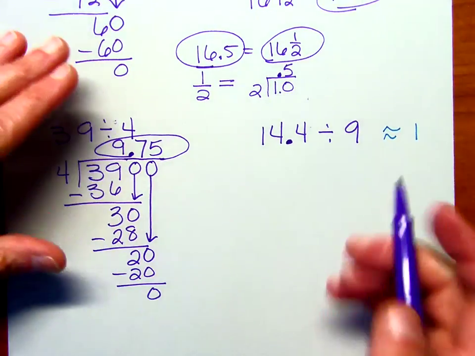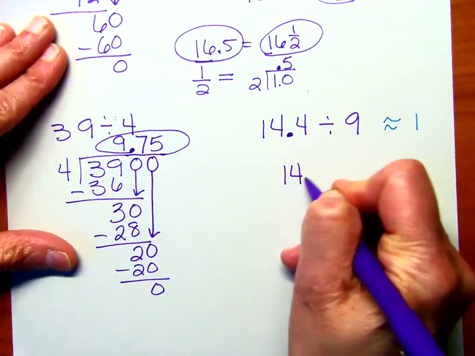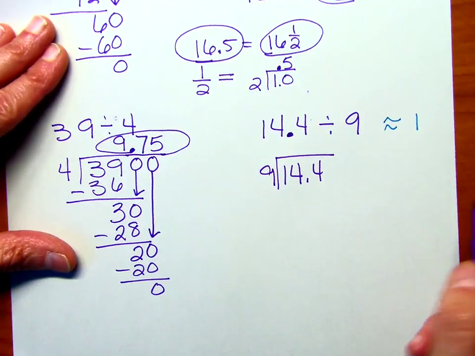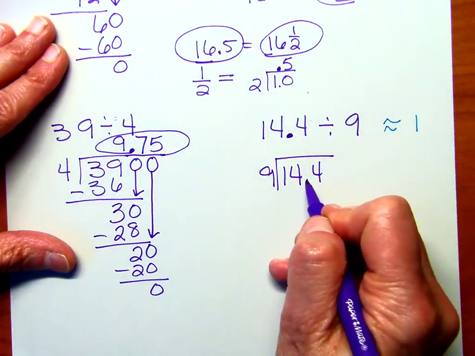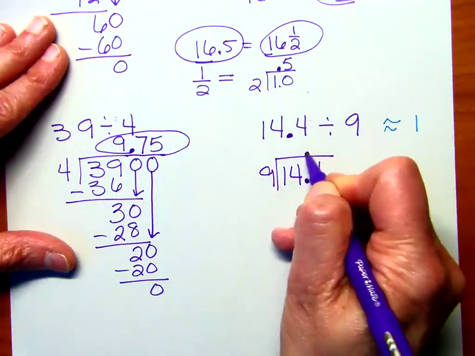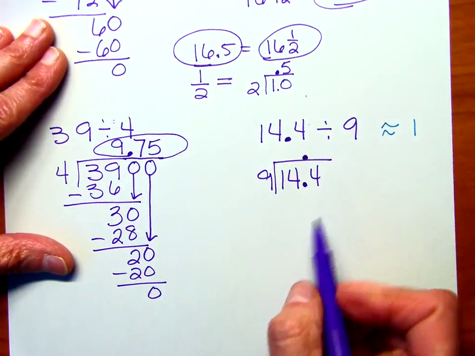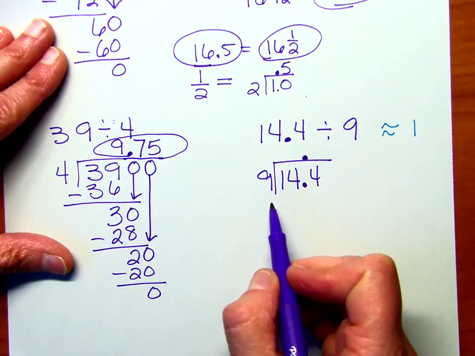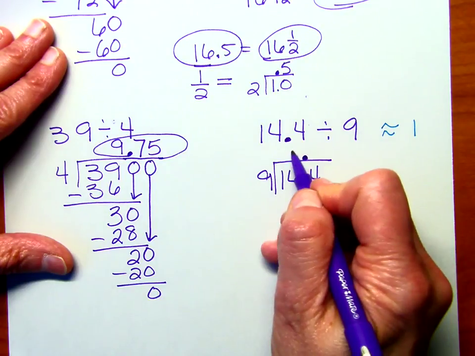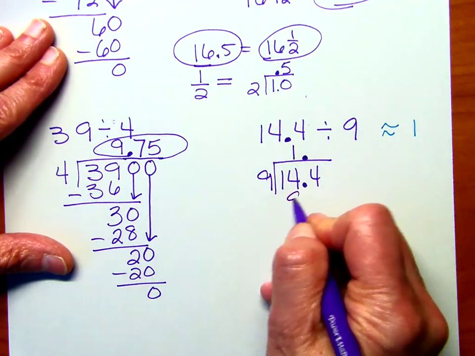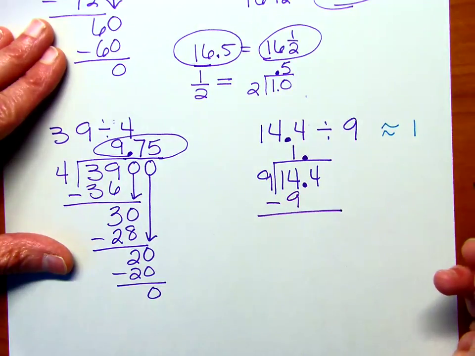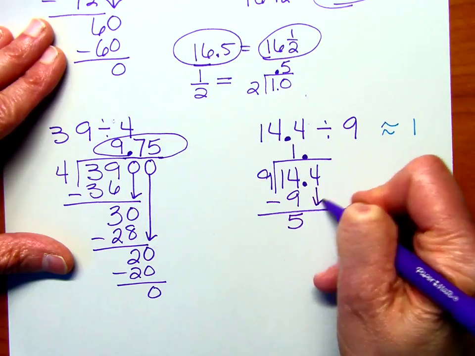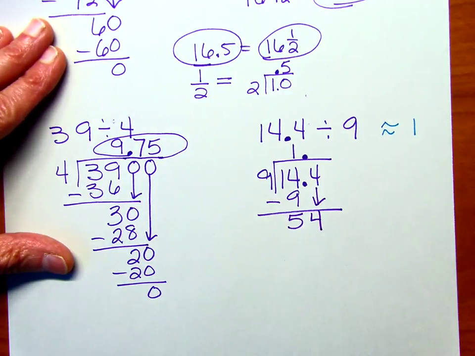Let's go ahead and do the math. 14 and 4/10 divided by 9. Now, when your dividend has a decimal point in it, you want to bring that up into your quotient. Now we're going to pretty much ignore it and just do the division. 9 goes into 14 one whole time, and that's going to be 9. When we subtract, we get 5 left over, and I want to bring down the 4.